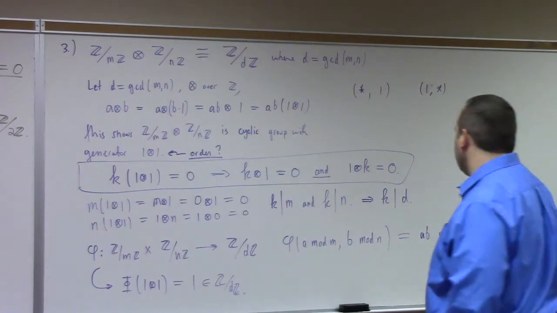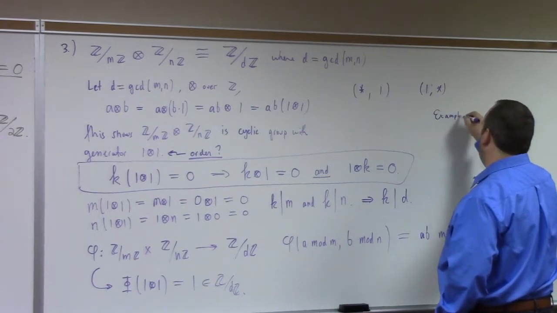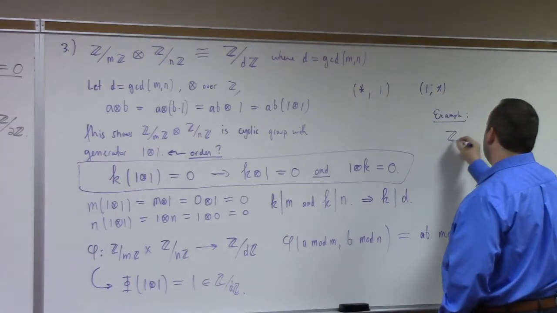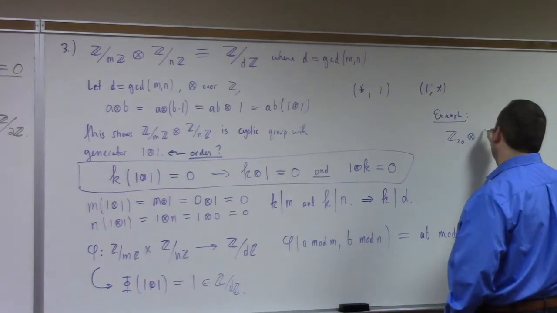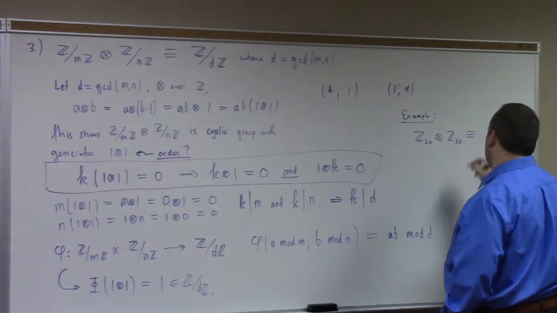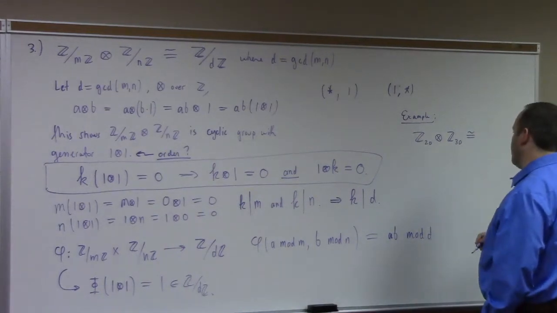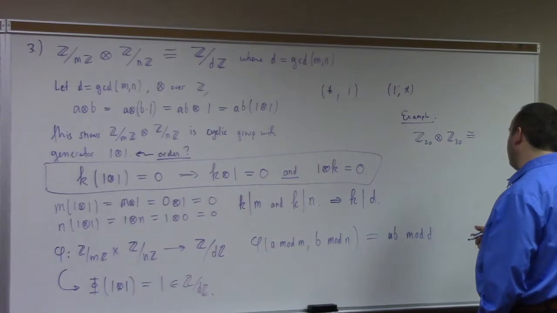Okay, anyway, to give an easier example. If we have Z20 tensor Z30 over the integers, that's isomorphic to what? Z10, all right.